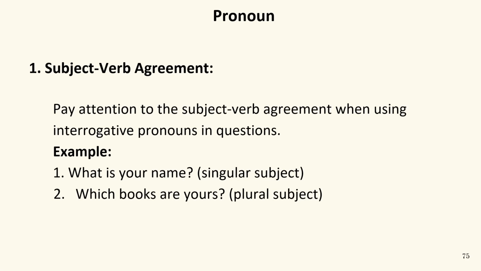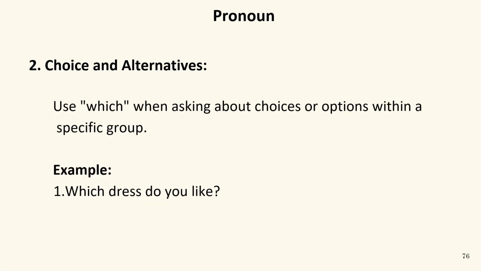Again, subject verb agreement should be related. Like if we see the sentence, what is your name? I'm asking just about the name. Name is singular. That's why we have used is. Which books are you reading? So which books? Books are plural. That's why we have used the word are over here. Or which among these are your books? Again, the books are plural. That's why we use are over there. That is a plural verb.